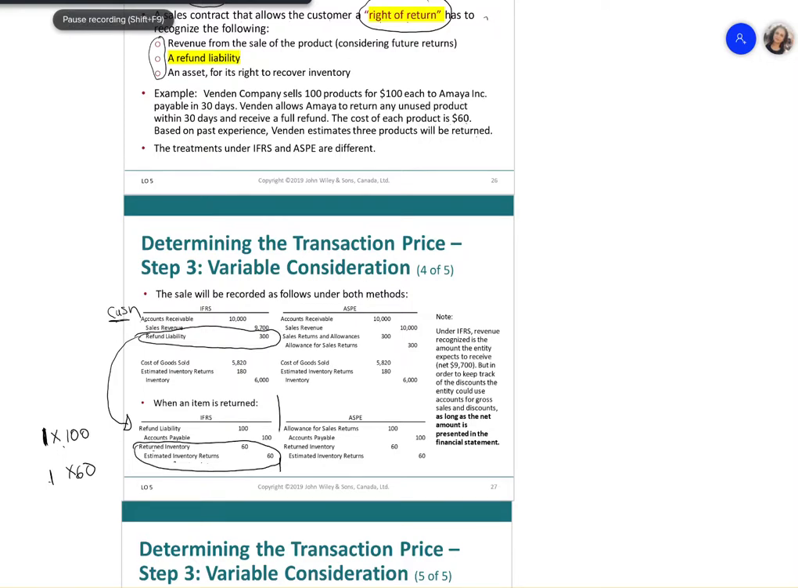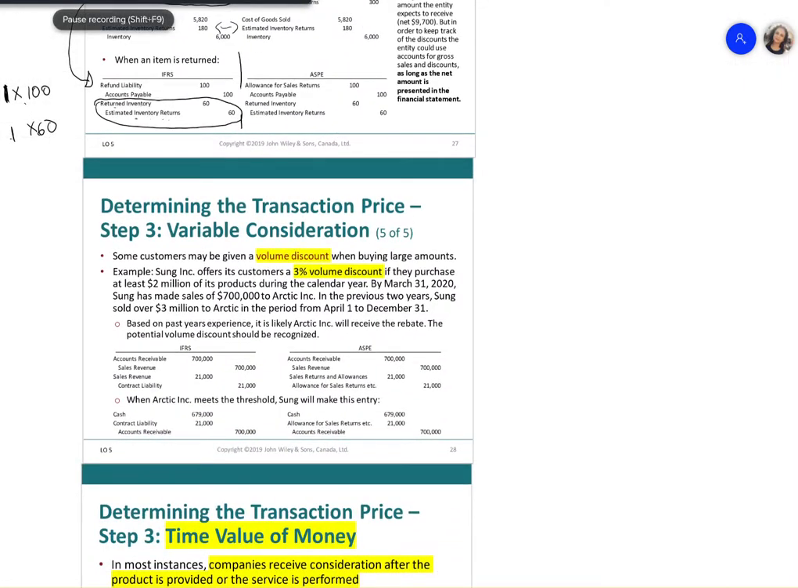Now, under ASPE, you record the sales, debit accounts receivable, and then for the return you debit sales return and credit allowance for sales return. So in this case it is a little bit easier to do. The entry is the same under both methods; ASPE recognizes the same. The only difference is that under IFRS we record a liability, and here we don't have any liability set up. So whatever we set up, we have to reverse what we did.